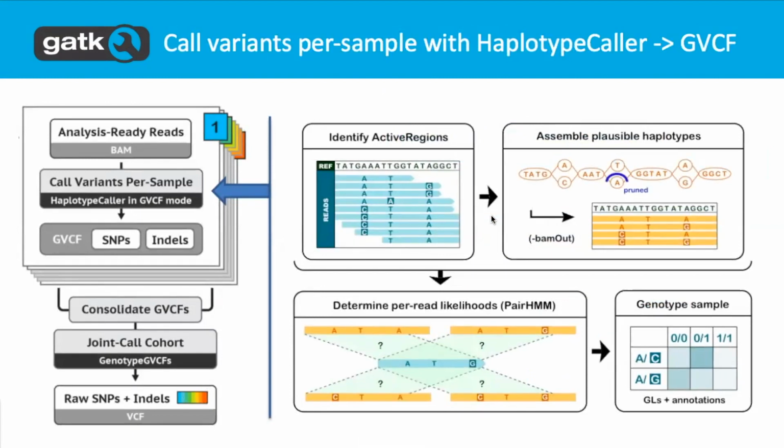So in the GVCF mode, it's the same 4 steps: identifying active regions, creating haplotypes, determining the likelihoods of each read against these haplotypes, and then genotyping.